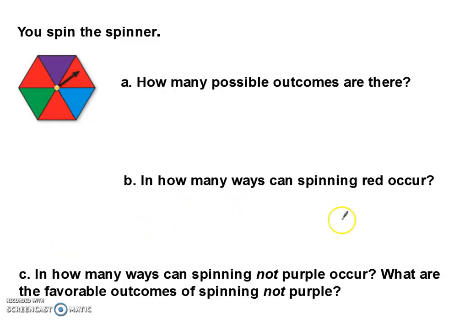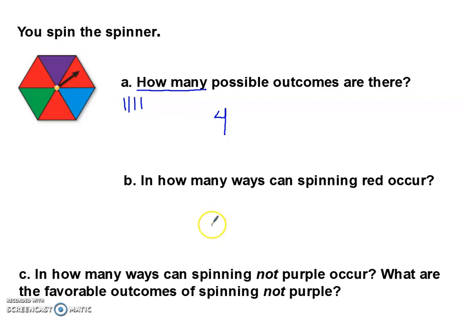Let's try another one. Now this spinner is on your notes, but if you print it, chances are it's going to print in black and white. So you'll need to watch the video to see the colors or look in the book because they're in the book also. So these questions are a little bit different. This one says how many possible outcomes are there, not what are they. Well, you could spin purple. That's one. You could spin red. That's another one. You could spin a blue, or you could spin a green. There are 4 possible outcomes.